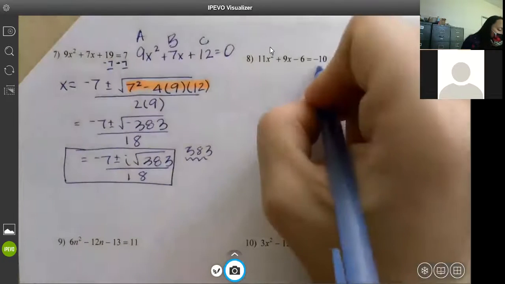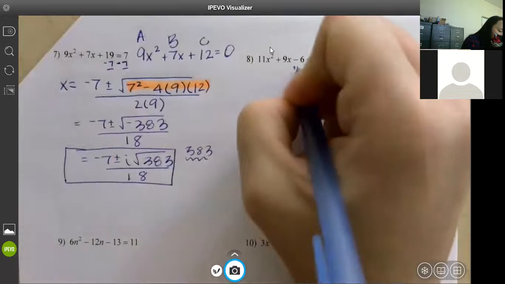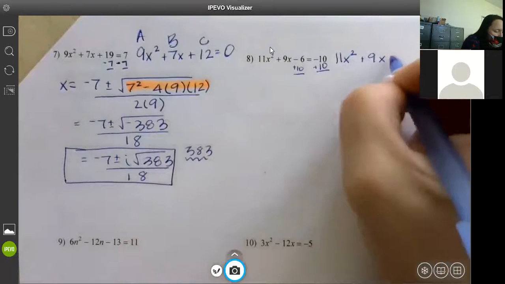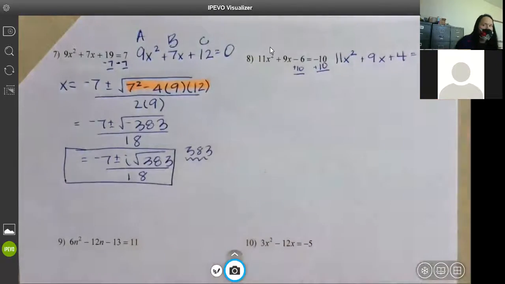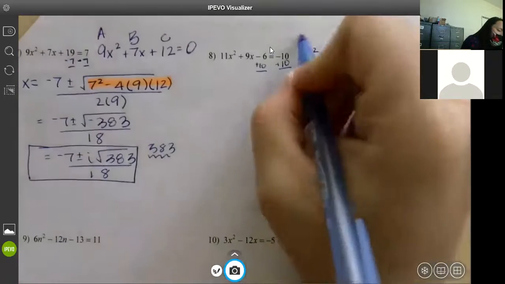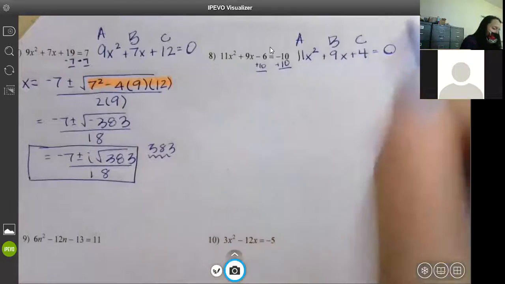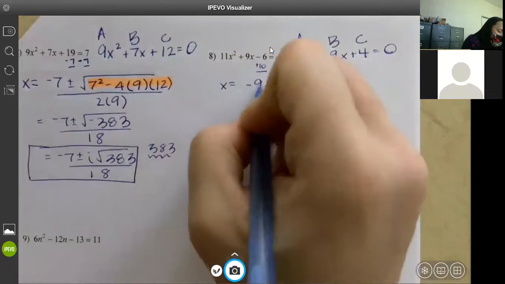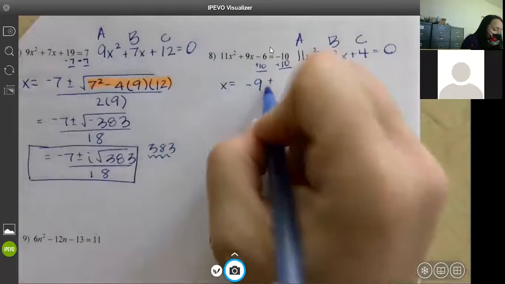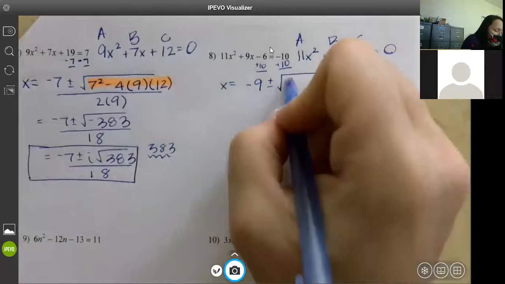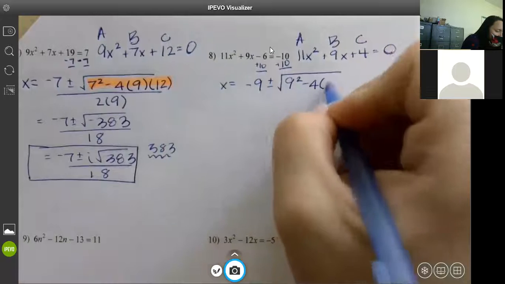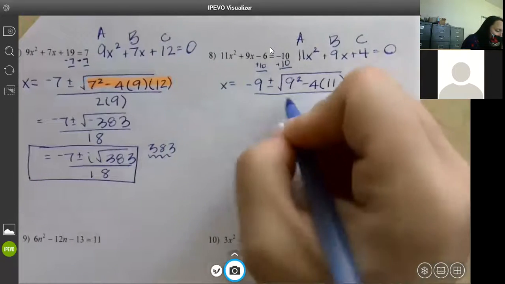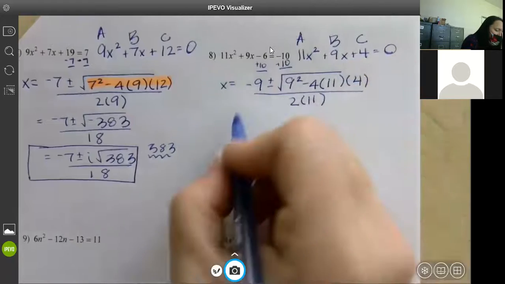Number 8, get that 10 to the other side, so we're going to add 10. We get 11x squared plus 9x plus 4 equals 0. There's your A, B, and C. x equals, change the sign of B, so -9, plus or minus big fat square root of B squared minus 4 times A times C all over 2 times A.